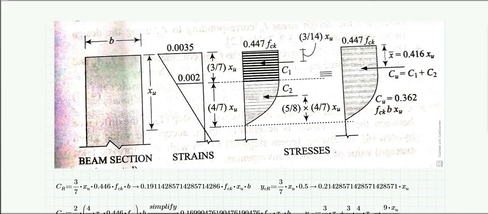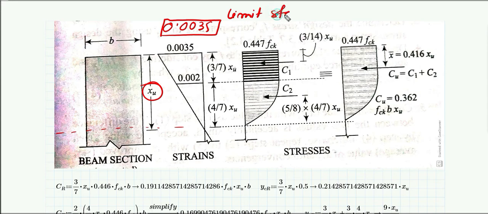Let's see the next one. Now this is the beam section. This is only a certain truncated portion. Suppose this is the neutral axis, the same neutral axis from the figure I just showed you. This is the depth of the neutral axis, which is given by XU. Now you have already understood, or it is already mentioned, that the maximum strain in concrete is 0.0035. This is the limit state of collapse.